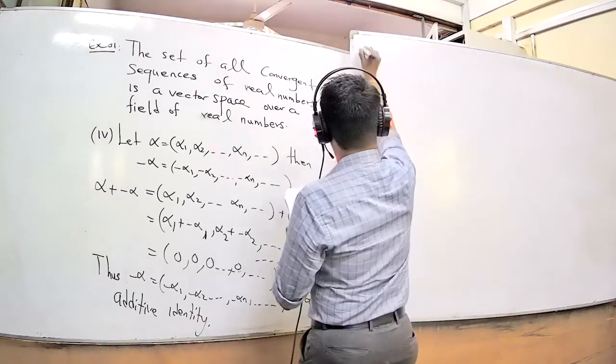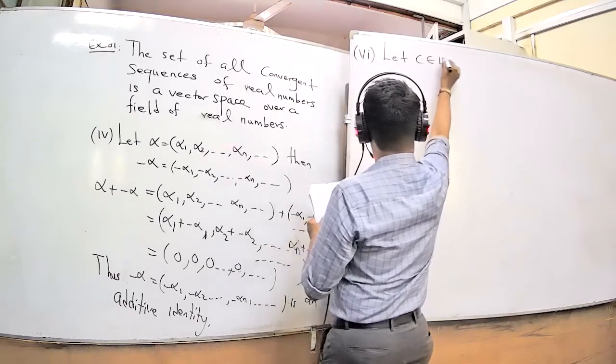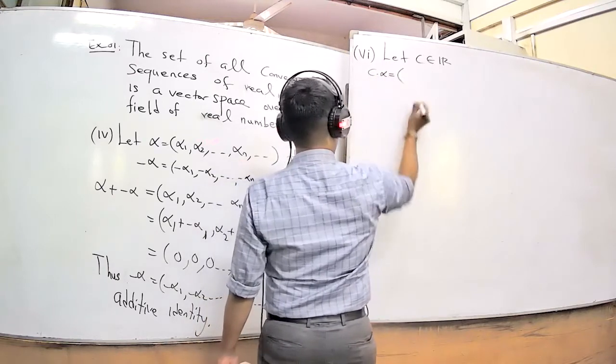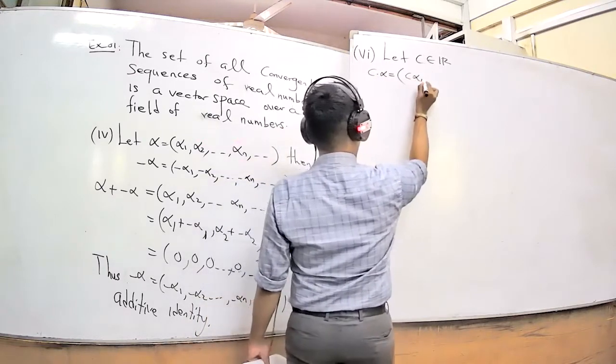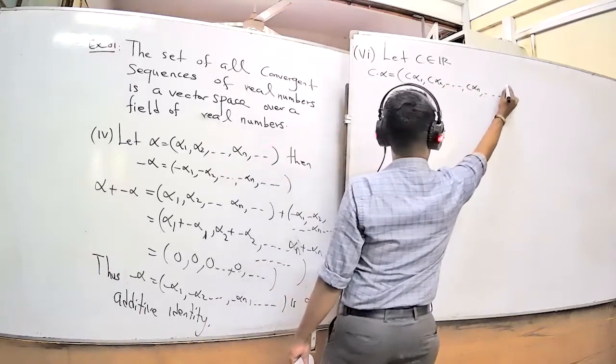Axiom number 6: let c belong to the real numbers. Then c alpha is (c alpha 1, c alpha 2, ..., c alpha n, and so on).